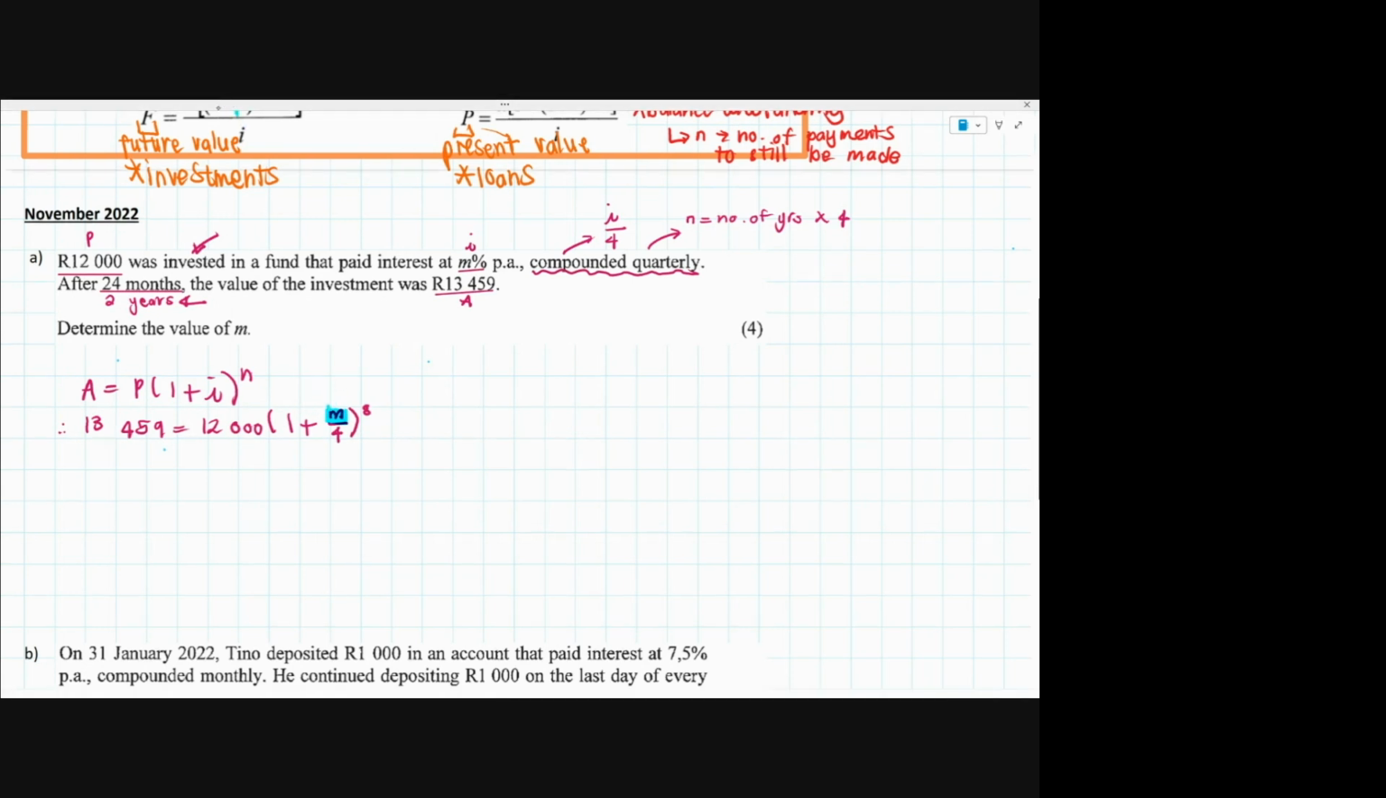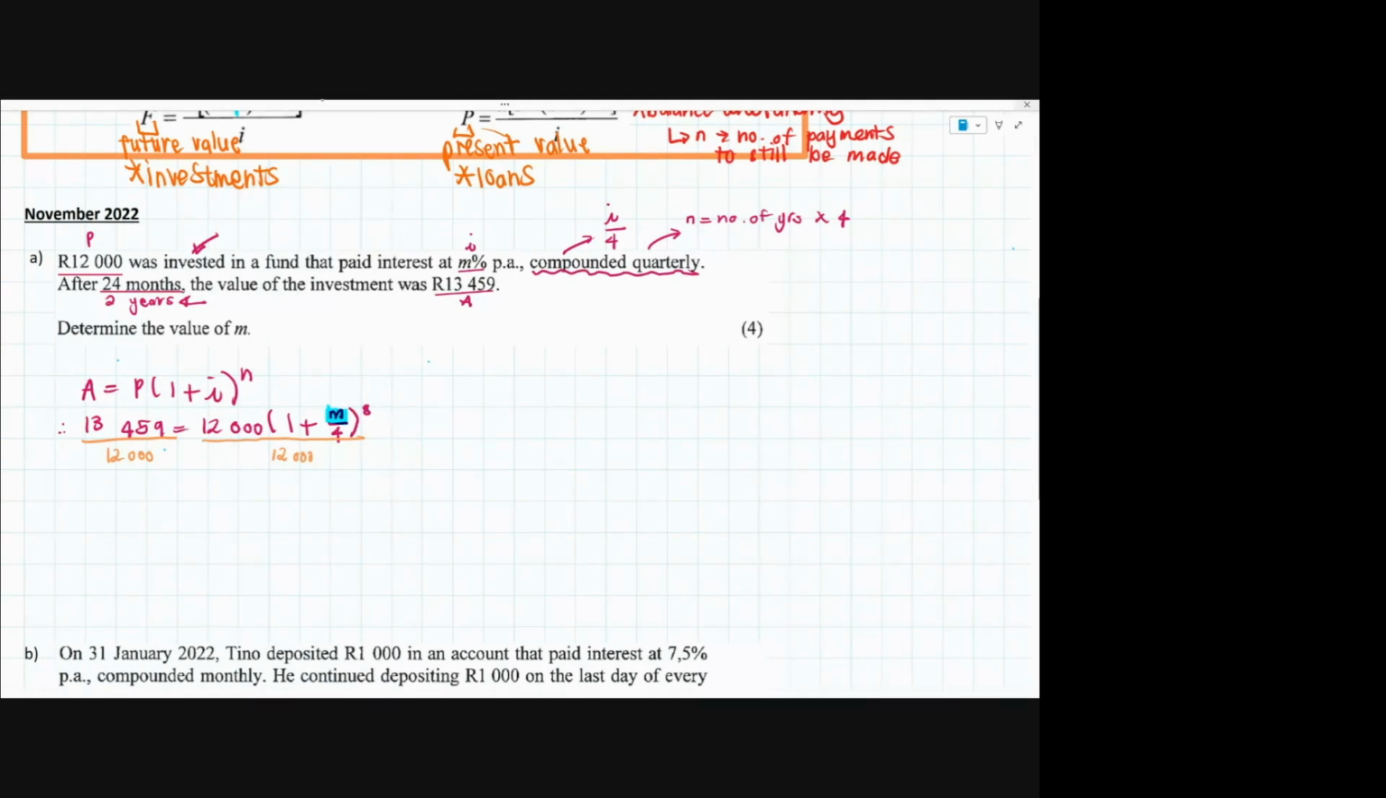So I have to deal with the division by 4, the plus 1, the exponent of 8, and that 12,000. Right, first things first, get rid of that coefficient. So we're going to divide both sides by 12,000. Now grade 12s, if you want to, you are welcome to just type 13,459 Rand divided by 12,000 on your calculator. That's fine. But just bear in mind, it's going to give you a really gross decimal. You can write that decimal down if you want, or you can just leave your fraction as 13,459 over 12,000.